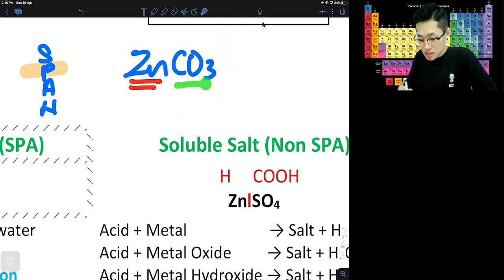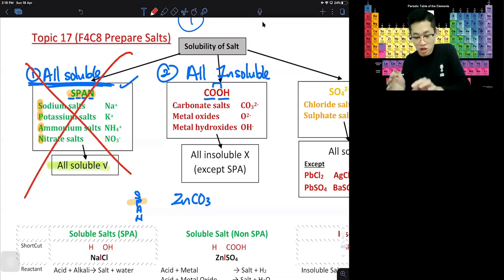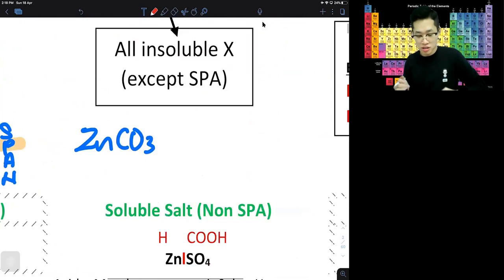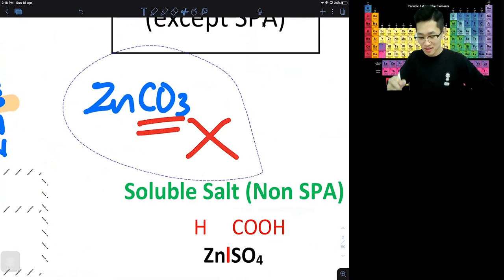No. Is this nitrate? No. Not the group 1. If it is not the group 1, you check the group 2. COOH, CO, insoluble. Easy. Now I give you one example.